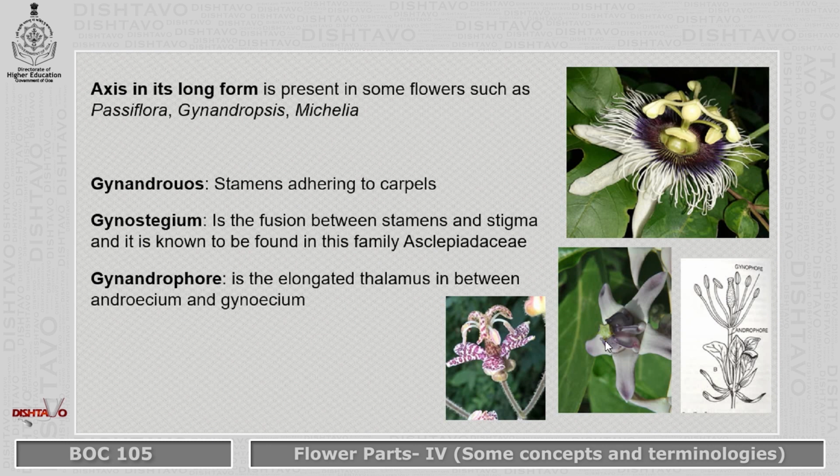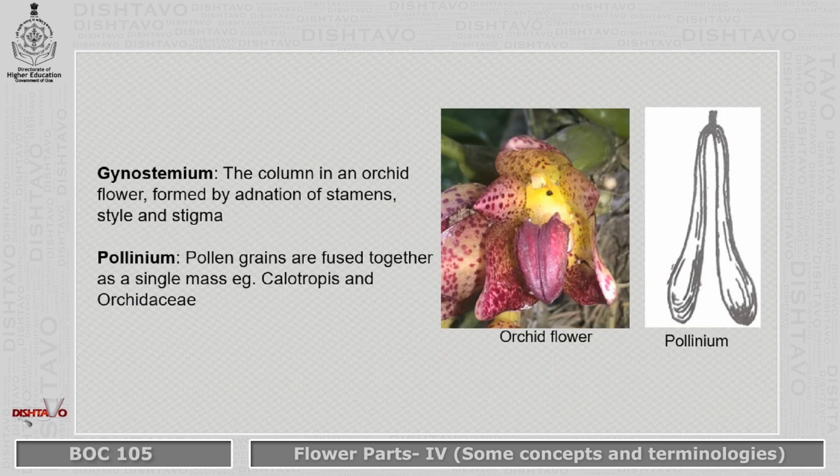Gynostegium is the fusion between the stamens and the stigma, and it is known to be found in the family Asclepiadaceae. The gynandrophore is the elongated thalamus in between the androecium and gynoecium. The elongated thalamus, which is formed by fusion of androecium and gynoecium, is called gynandrophore.